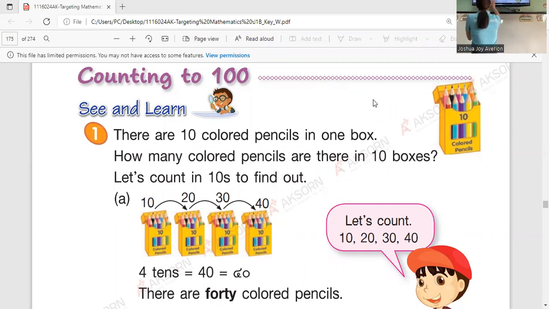Now look at the colored pencils. Everybody look at the colored pencils. One box of colored pencils, for example, is equal to 10. How many colored pencils do we have? How many boxes? 1, 2, 3, 4. So again, one box is equal to 10.